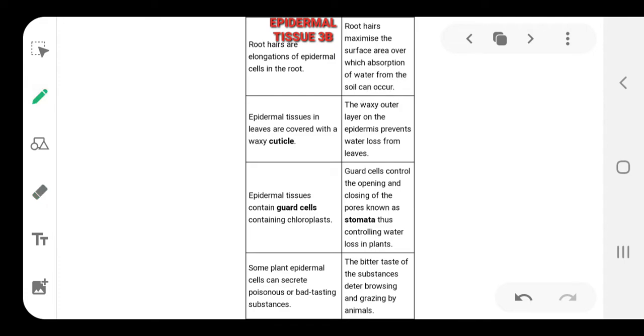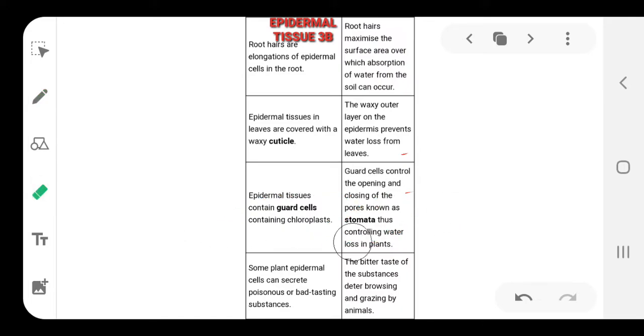Then the epidermal tissue in leaves is covered with a waxy substance called cuticle, and this waxy outer layer of the epidermis prevents water loss. So, underline two words, one is cuticle, the other the function. It prevents water loss, and then of course, this tissue contains guard cells, and these guard cells control the opening and closing of stomata, a function that will be taken up again in detail.